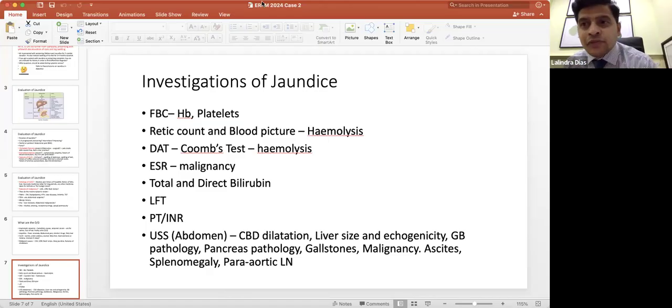Imaging will also show you whether there are any other malignancies like carcinoma head of pancreas, gallbladder carcinoma, things like that. And that will also show you CBD dilatation, whether the common bile duct is dilated or not. CBD dilatation can occur due to malignant causes and also due to gallstone obstruction.